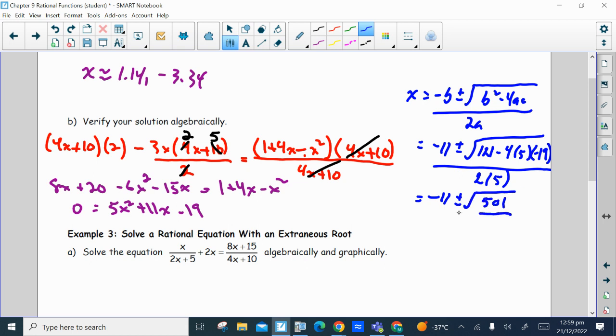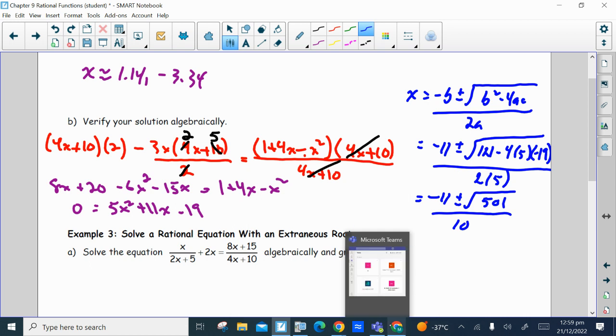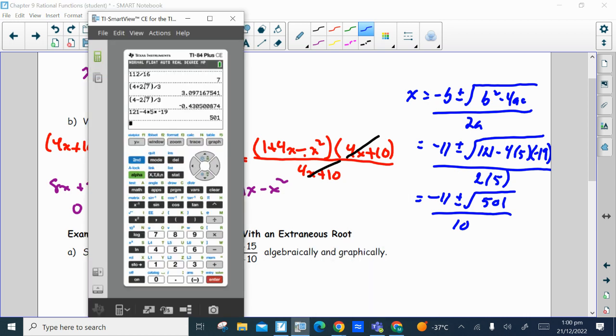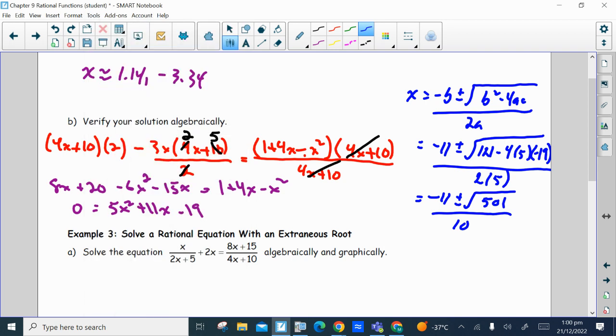501. And I don't think that can be reduced. I don't think there's any perfect squares that divide into 501. 501 is divisible by 3, but I don't think that helps us. No, 167 is not a perfect square. So those are our exact answers.